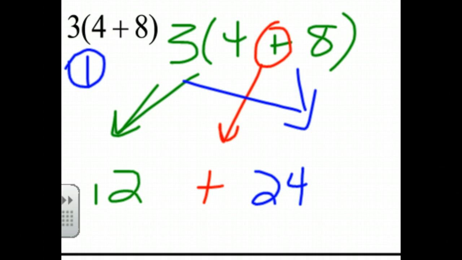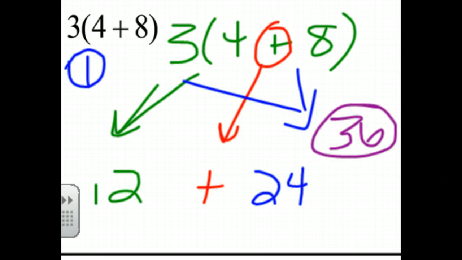In both cases, 3 times 12 and 3 times 4 plus 3 times 8, both give us an answer of 36. So in order to say that you really understand the distributive property, you would have to give the answer of 36 plus what it breaks down into.